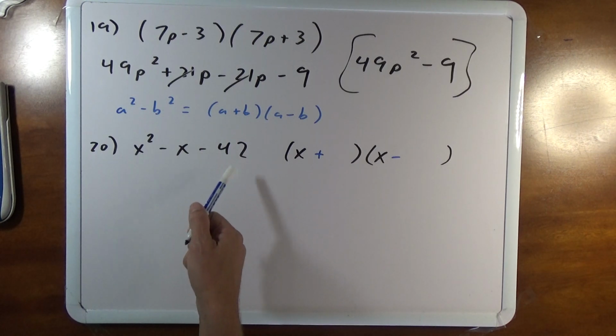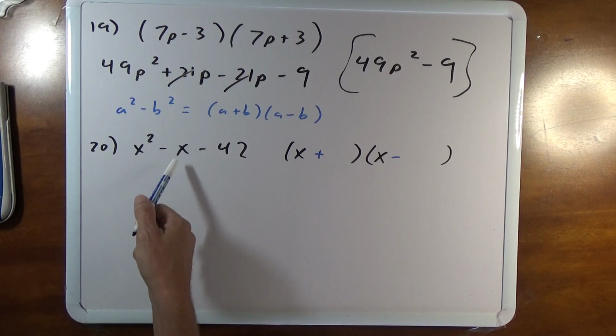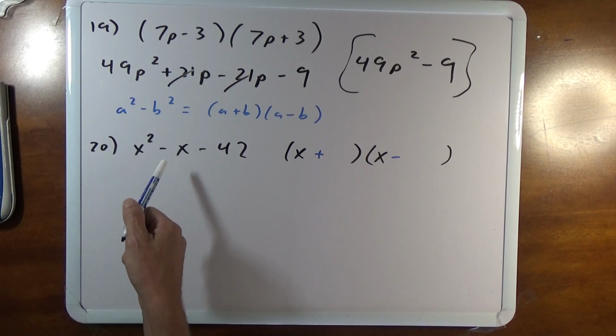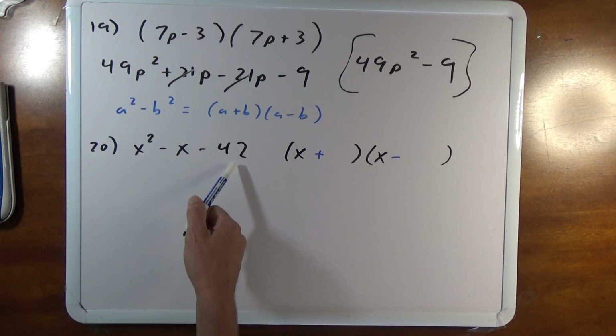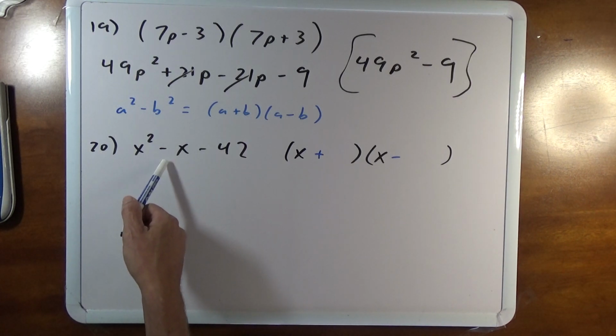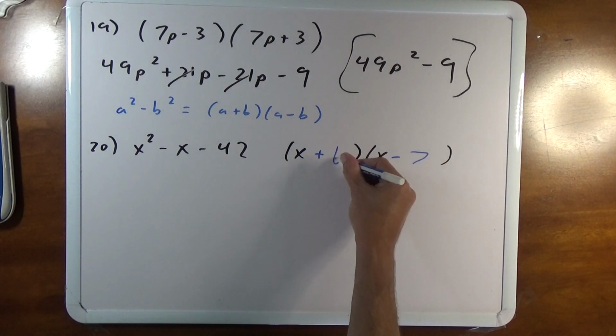So now I need 2 factors of 42. They have to multiply to 42, and they have to add up to negative 1. So they're 1 apart, and they multiply to 42. So that's 6 and 7. And then I want this to be negative 1, so I want minus 7 and plus 6.